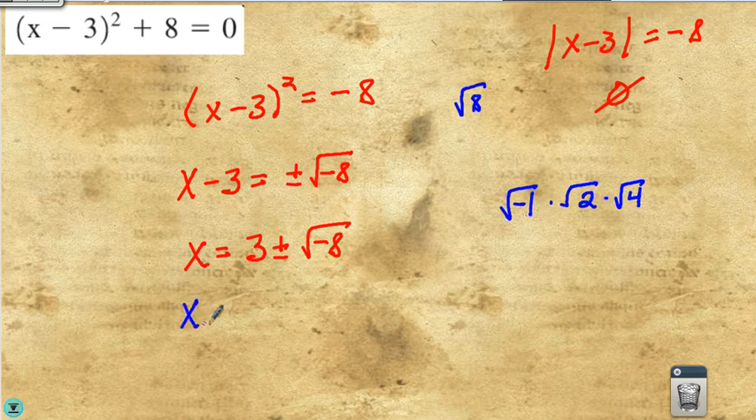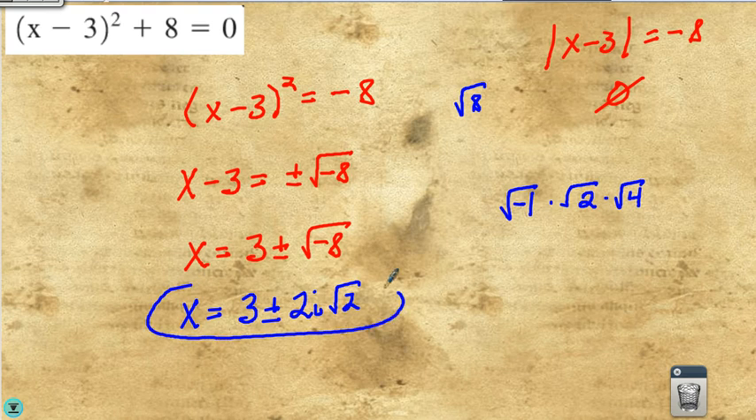So that gives me a final answer of 3 plus or minus. Square root of 4 is 2. Square root of negative 1 is i. Square root of 2, I have no idea what it is. Actually, I think it's 1.414, but that's beside the point. So there's your two answers: 3 plus 2i root 2, 3 minus 2i root 2. So you could have imaginary roots on this.